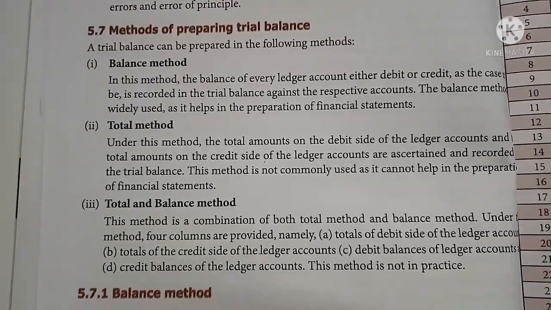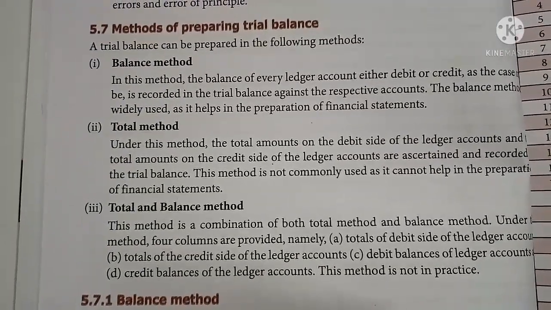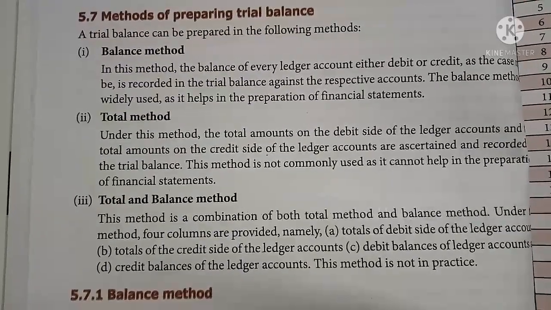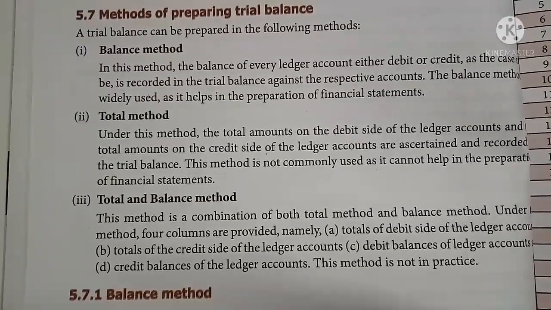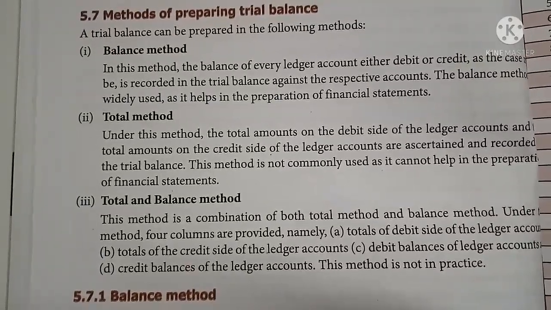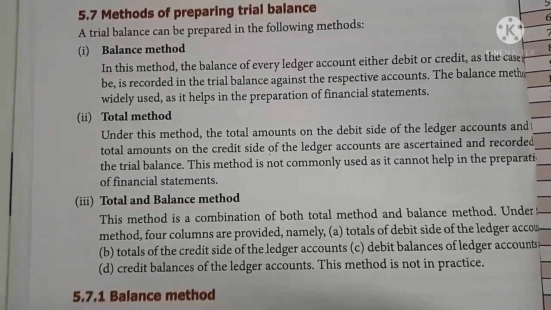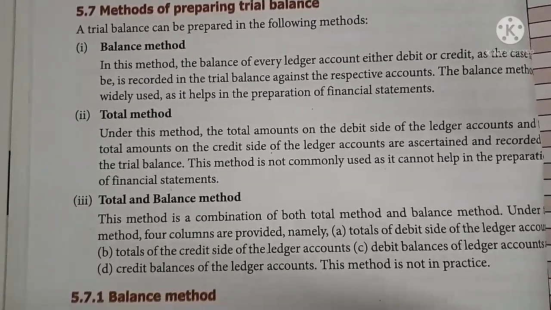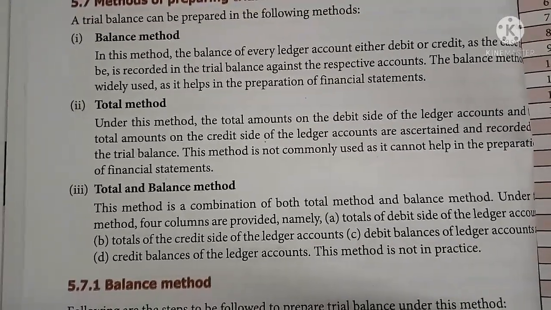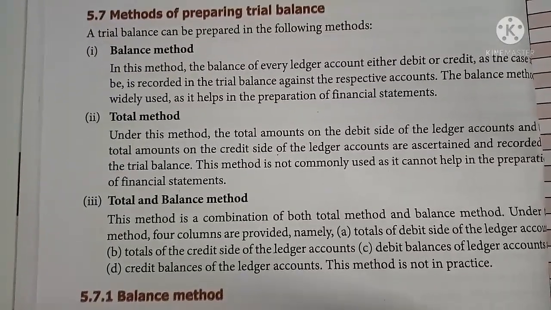This balance method will be mostly used by business organizations that maintain accounts under the double entry system of bookkeeping. Total method. Under this method, the total amount on the debit side of the ledger accounts and the total amount on the credit side of the ledger accounts are ascertained and recorded in the trial balance. This method is not commonly used because it cannot help in the preparation of financial statements in the business organization.